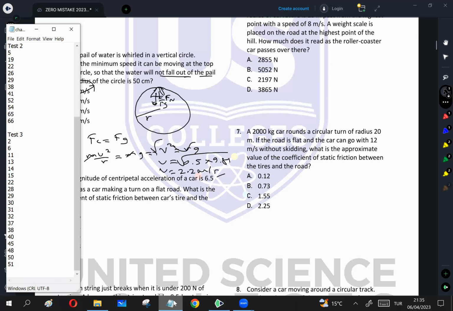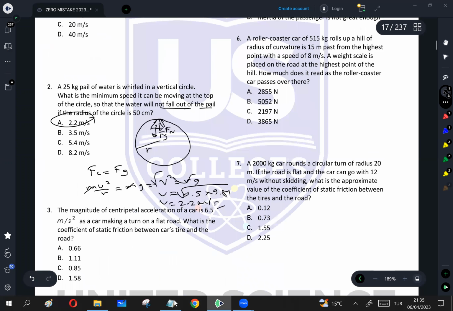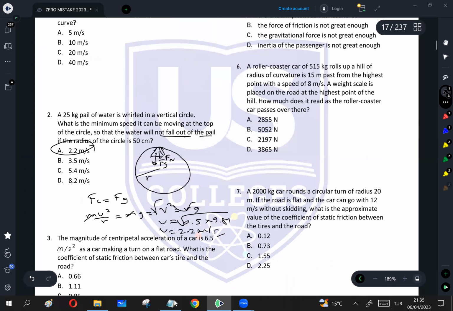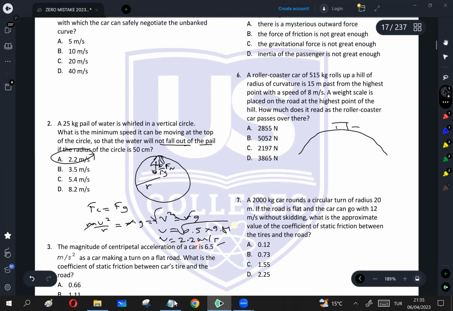Next question, most asked to me, is question number 6. A roller coaster car of 515 kilogram rolls up a hill of radius of curvature 15 meter, and at the highest point has a speed of 4 meters per second, like that. This roller coaster car in here passes with 8 meters per second, but at this position, two forces act on the car body. One of them is a gravitational force, but the normal force is away from the road, which is Fn. A weight scale is placed on the road at the highest point of the hill. How much does it read? Weight scale always measures Fn.